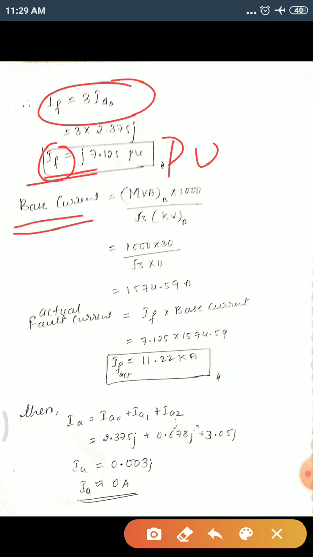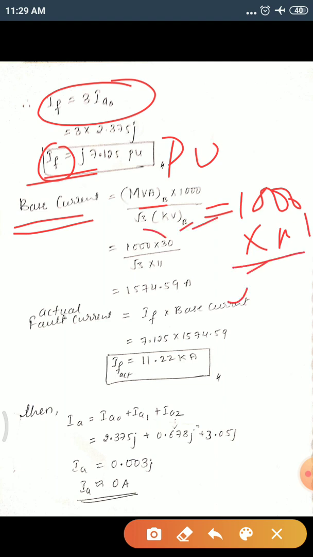Okay, to take a base current, there is base MVA, that is, you can write this one as also 1000 into base MVA divided by root 3 into base kV. Okay, same way substitute all the values. You know 30 MVA rating of the machine and 11 kilovolt given. Okay, by substituting it and calculating, you get 1574.59 ampere.